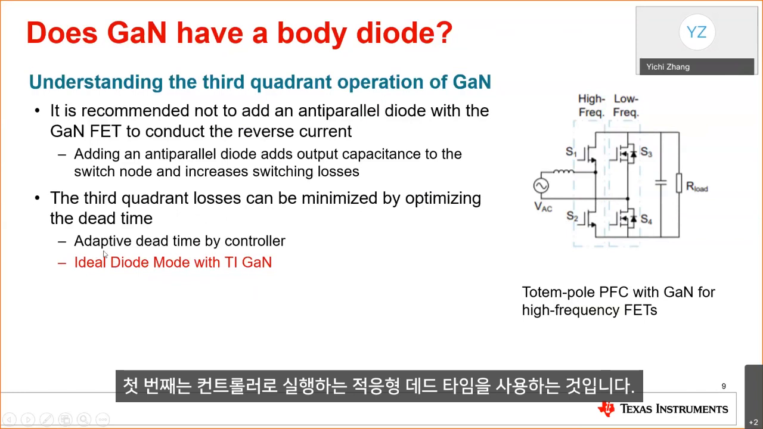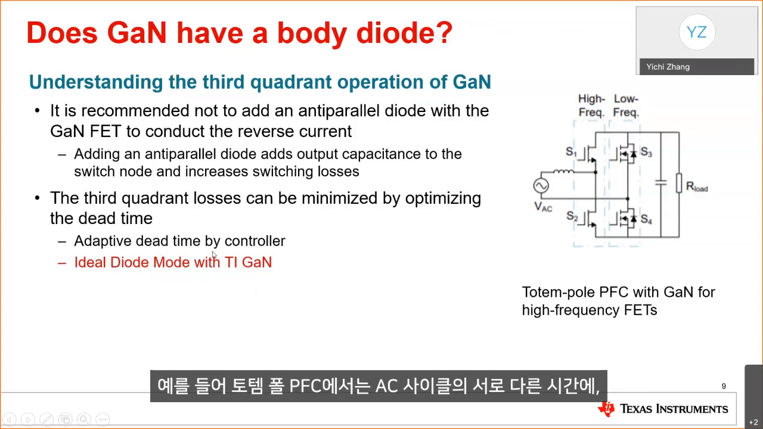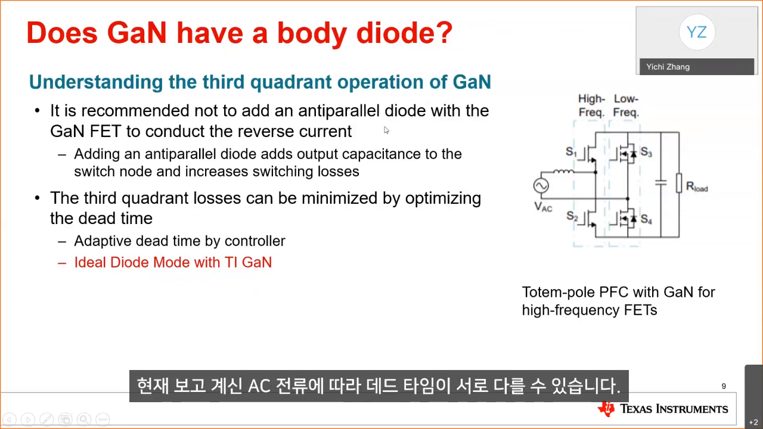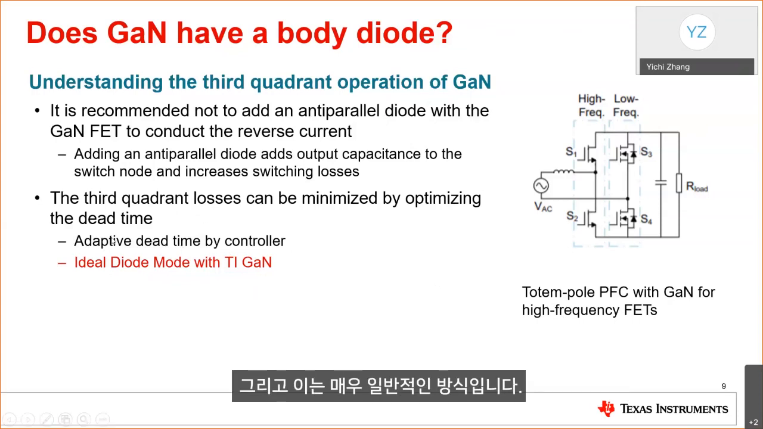First way is to use adaptive dead time that's implemented by the controller. So for example, in the totem pole PFC, at different times in the AC cycle, you can have different dead time based on the AC current you're looking at the moment. And this is a very common way.